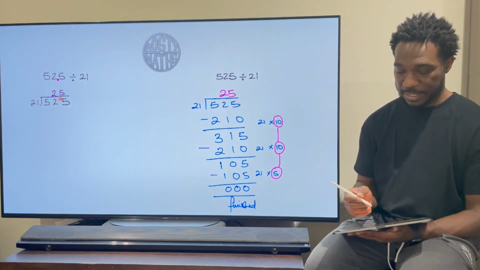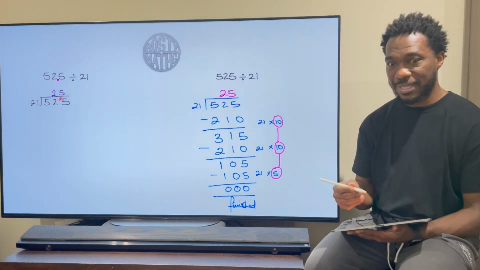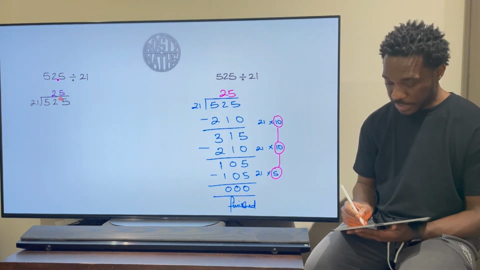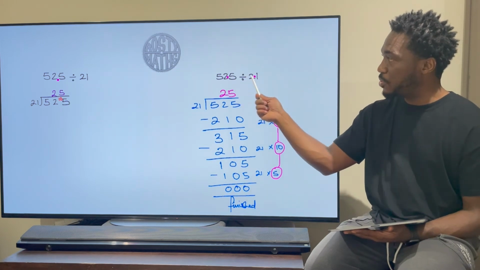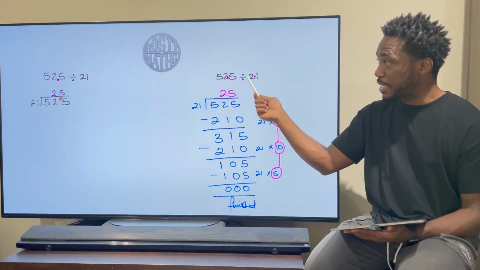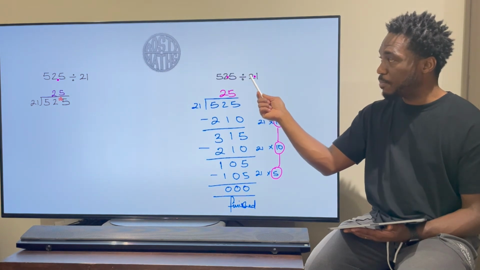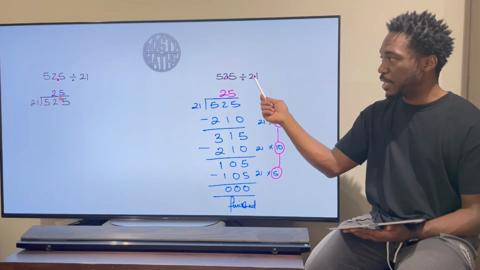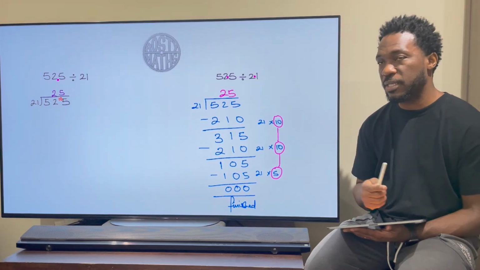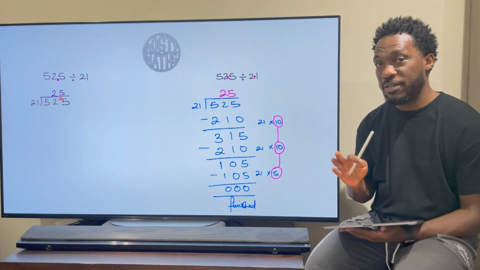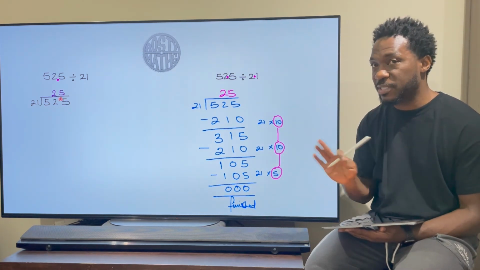Another trick is this. What if they both had a decimal? I'm going to play with this one now. What if there is a decimal here and a decimal there? What if you had 2 decimals? Well, in that case, remove the decimals or multiply them both by 10, thereby making this 525 and making that 2.1. And if you did that, then your answer will be 25. And you don't have to adjust any decimal.